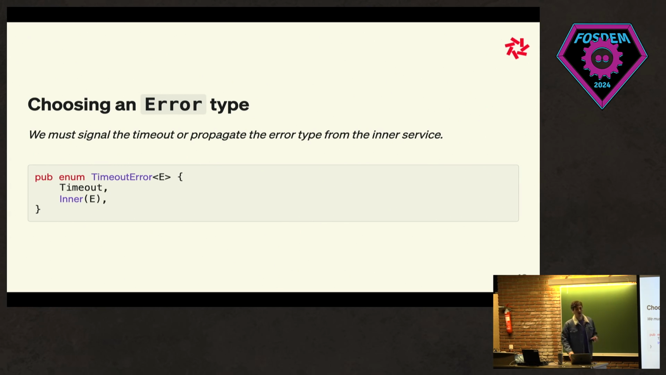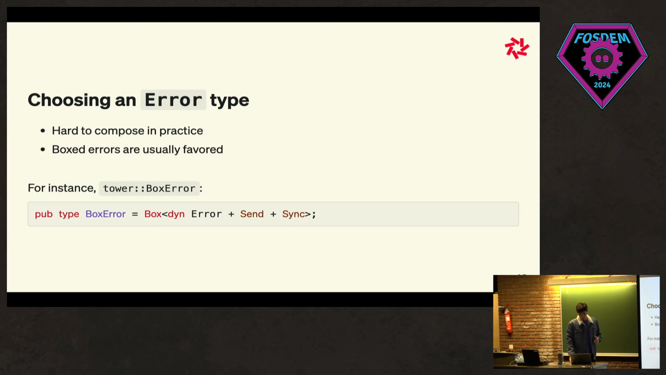The problem is, if you adopt this pattern for timeouts, authentication, rate limiting, the nesting of all those errors, Inner, is going to become pretty complicated, really hard to compose and not easy to deal with. So what libraries usually favor is boxing. If you use the Tower services that modify the error type, they will return the Tower BoxError. And it's much easier to compose. The downside is at some point you have to downcast the error to know exactly what happened.